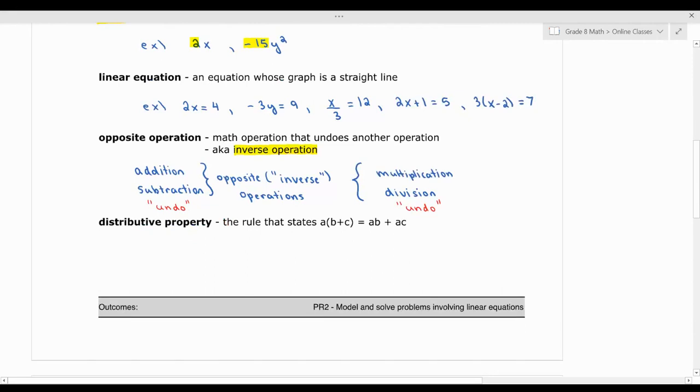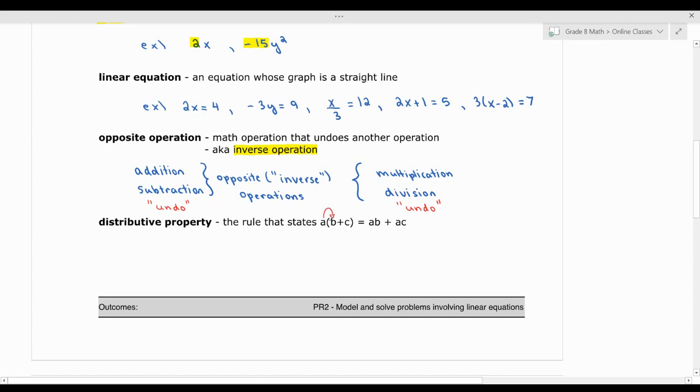Last good term to know, what is distributive property? That's a rule that states that if you take A and you times it by B plus C, where the B plus C is in brackets, you will end up with A times B and A times C. Now that's super wordy. So here's what happens. If I have something being multiplied in front of the brackets, what distributive property tells me is that it has to be multiplied throughout the brackets.